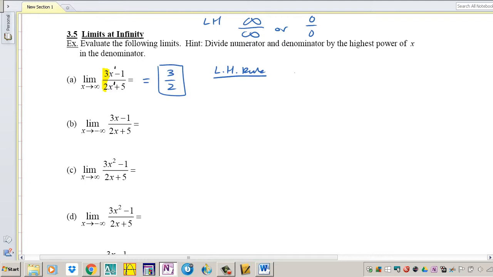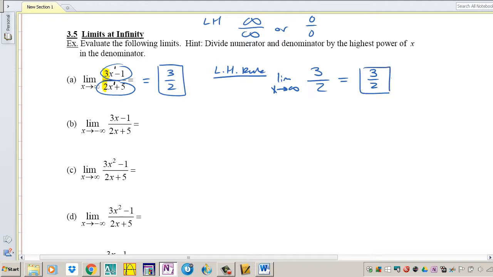So let's take the derivative of the top. What's the derivative of 3x minus 1? The derivative of 2x plus 5. And when you take the limit as x approaches infinity, notice that there's no x to plug in, so your limit of a constant is just a constant. And you can do it like that also.